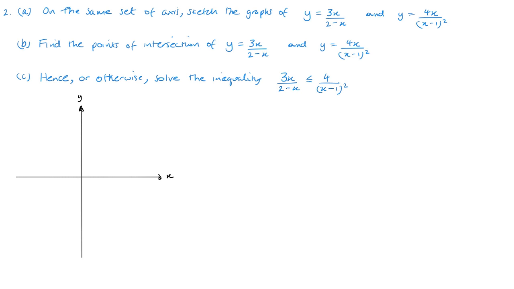So let me mark 1 in, 2 in. I'll put a 3 in there. Oh, let's put the 0 in. So there's my vertical asymptote. And this one then is also going to have a horizontal asymptote. Okay, so what is that?